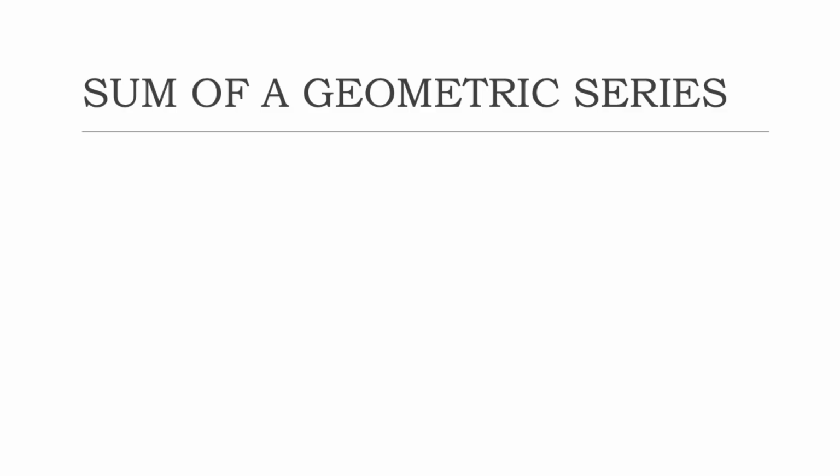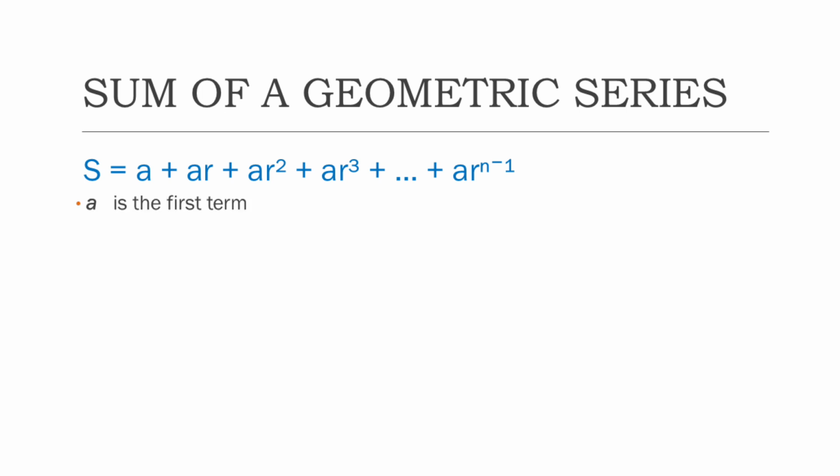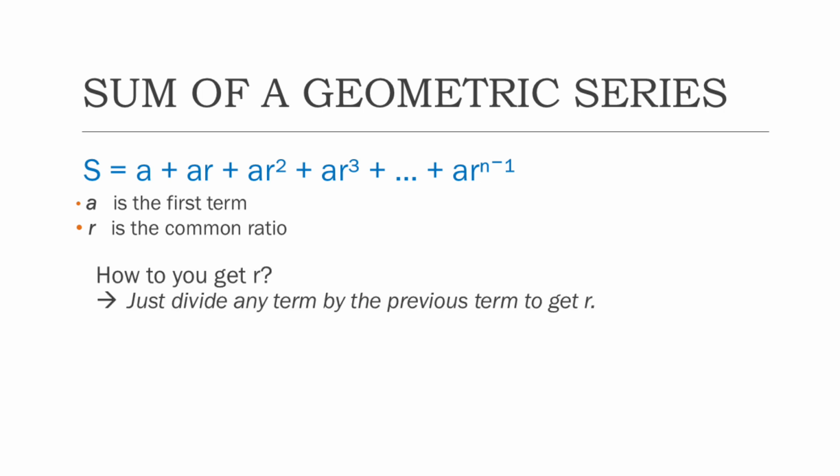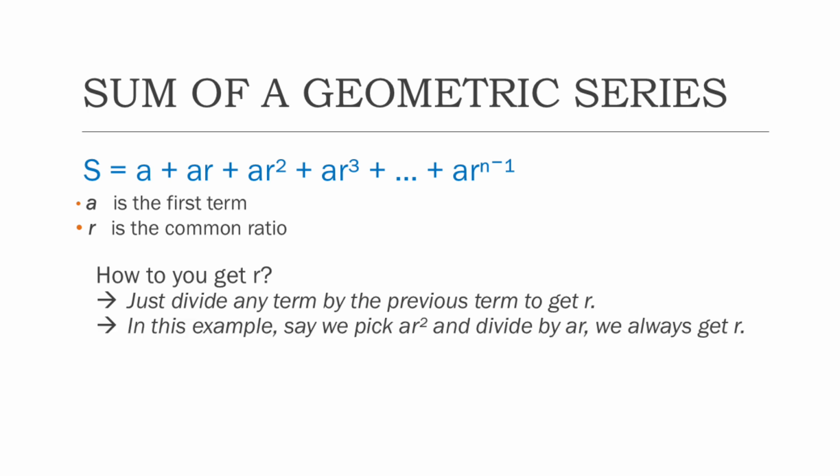So let's start. A geometric series is just a sum like this. It's S equals A plus AR plus AR squared plus AR cubed, and so on. Here, A is the first term, R is the common ratio. But how do you get R? Just divide any term by the previous term. In this example, say we pick AR squared and divide that by the previous term, AR. Then we will get R. If you do that for any term, you'll find it's always R. So this is the sum of a geometric series.